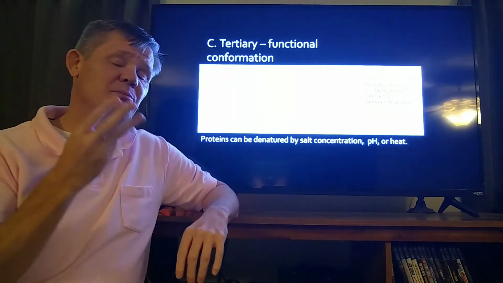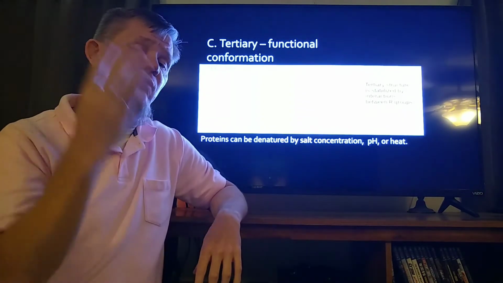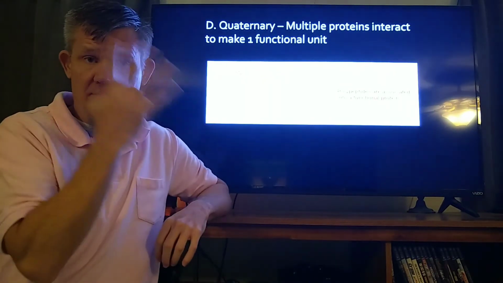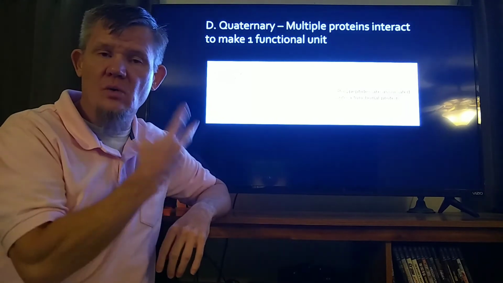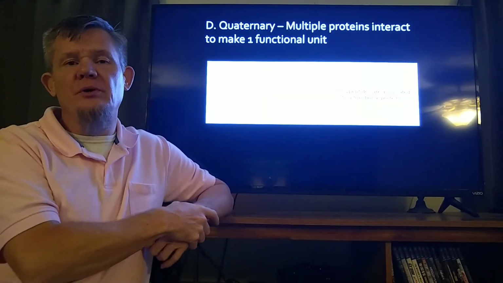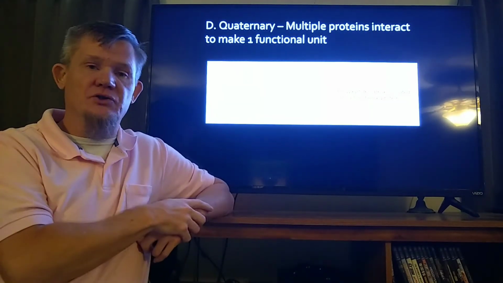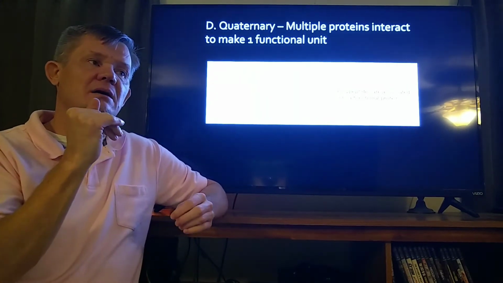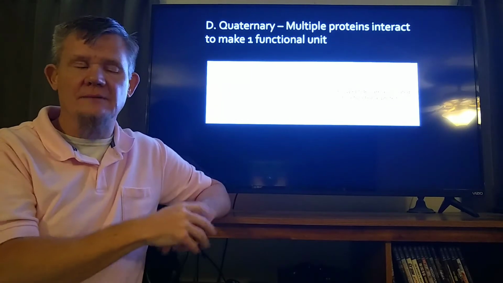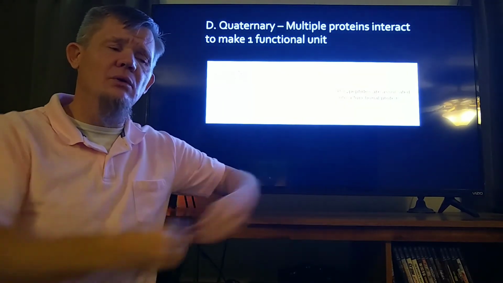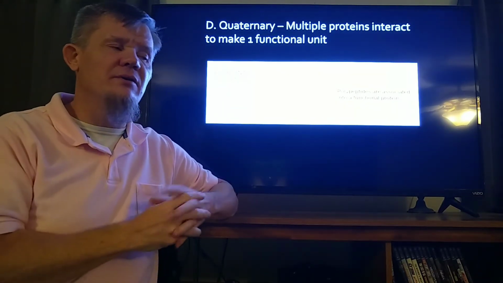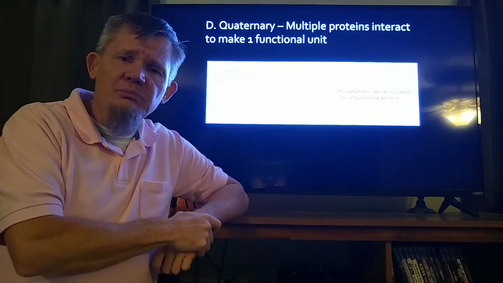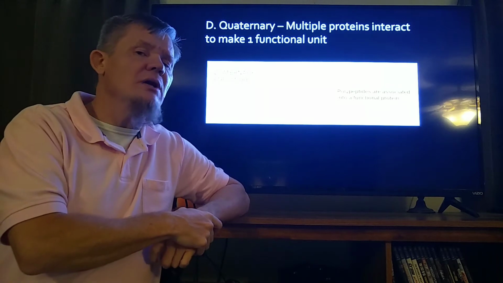to work. Some proteins additionally use a fourth level of structure, and this fourth level of structure is called quaternary. A quarter, 4 quarters, and a dollar, quaternary. This is where multiple protein chains interact to make one functional unit. And I've been using this concept of proteins as tools, right? A hammer is a tool, a wrench is a tool, a screwdriver is a tool. There are some tools that you have to put more than one piece together to make a functional unit.